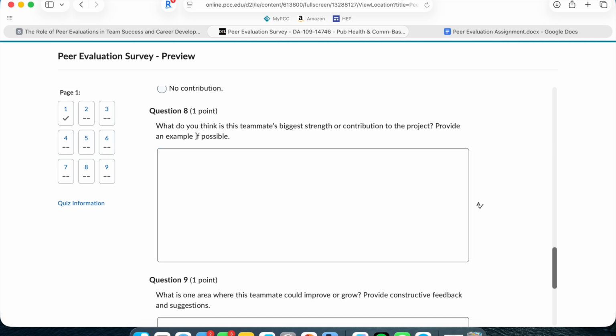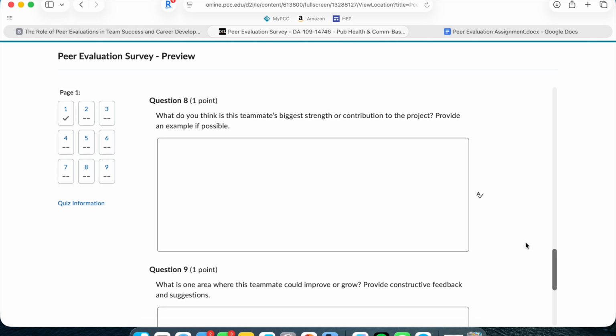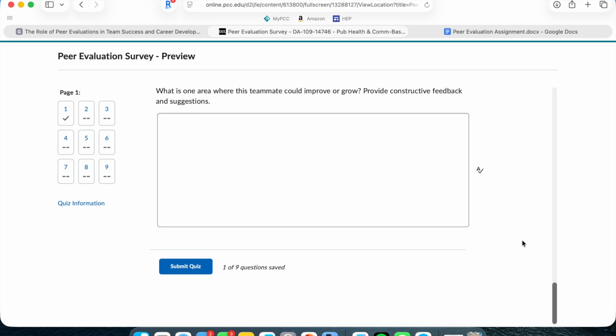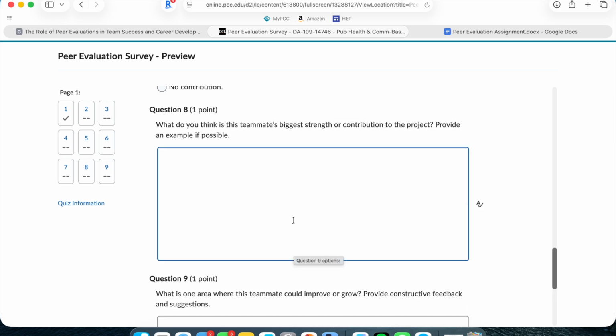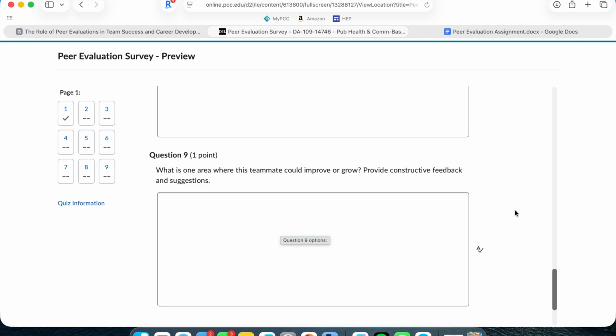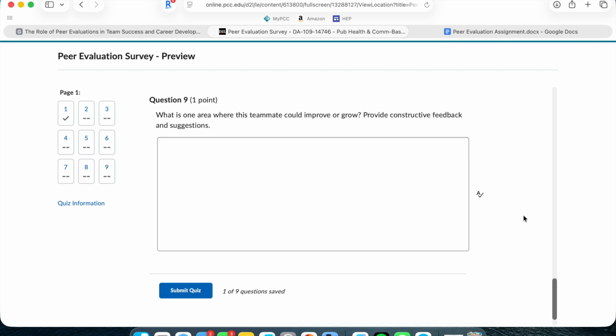And then question 8, this is where you're going to write some actual examples for me. So, what do you think is this teammate's biggest strength or contribution? And provide an example. So, give me a written response about how this person contributed and what you felt like their biggest strength was overall as a teammate. And then question 9, what is one area where this teammate could improve or grow? So provide constructive feedback and suggestions. So these two questions, questions 8 and 9, I grade these based on how thorough and thoughtful your answers are.